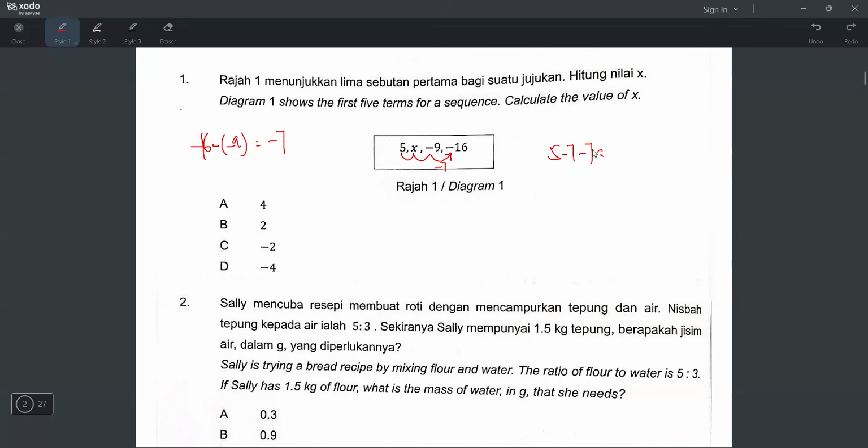I'm going to press 5 minus 7 in my calculator, and indeed my calculator gives me exactly negative 9, which matches the question here. That means the difference is really negative 7. This confirms that to get to the next number, you take the previous number minus 7. So to get x, it's pretty straightforward. 5 minus 7, negative 2 is the answer.